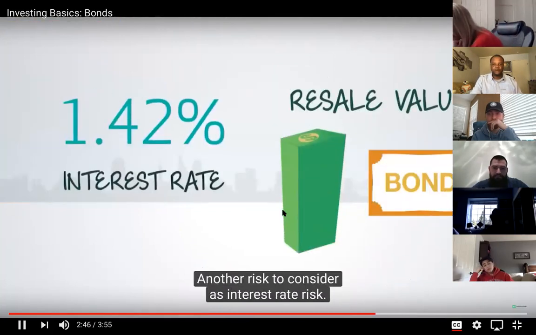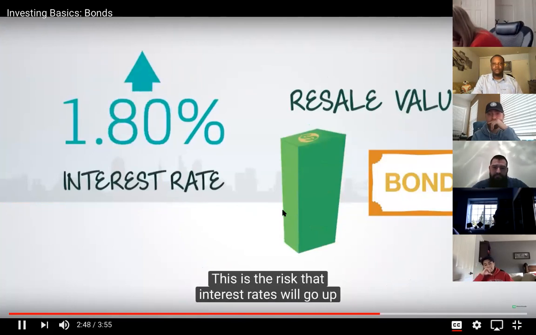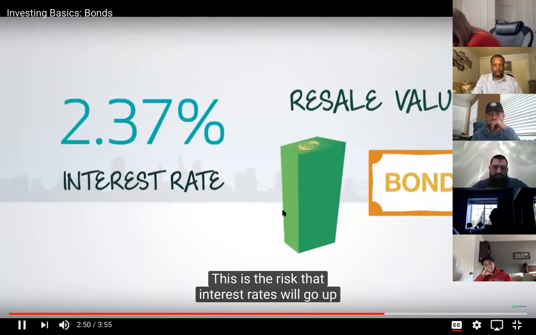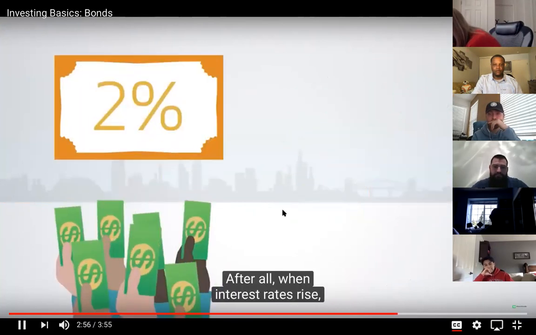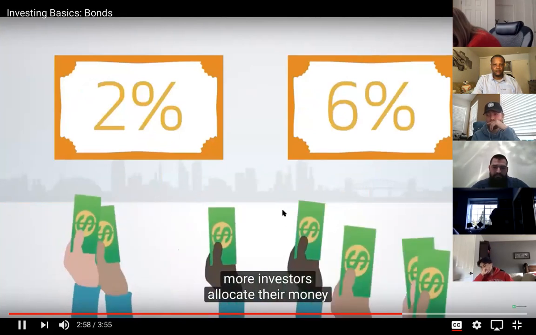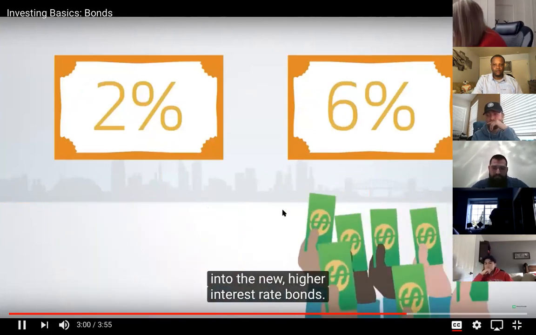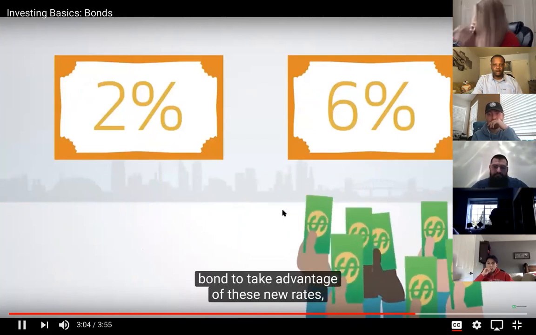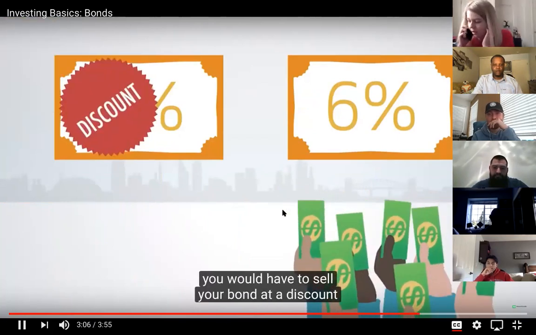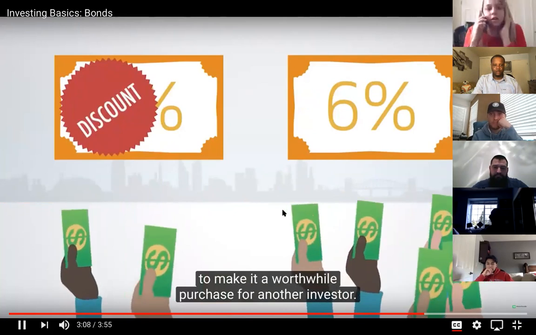Another risk to consider is interest rate risk. This is the risk that interest rates will go up, and any bonds you own will be worth less if sold before the maturity date. After all, when interest rates rise, more investors allocate their money into the new, higher interest rate bonds. If you wanted to unload a low interest rate bond to take advantage of these new rates, you would have to sell your bond at a discount to make it a worthwhile purchase for another investor.